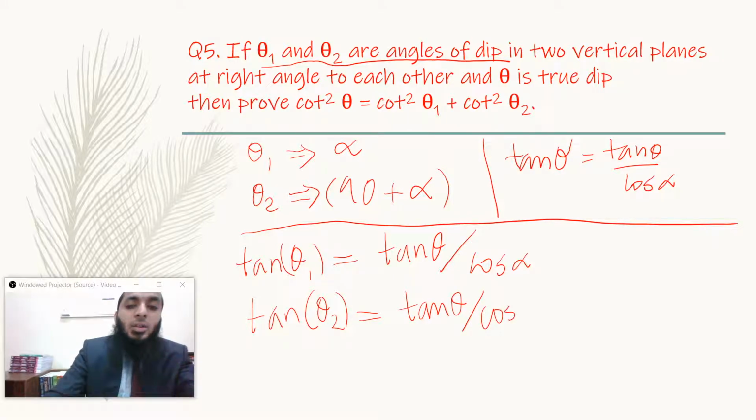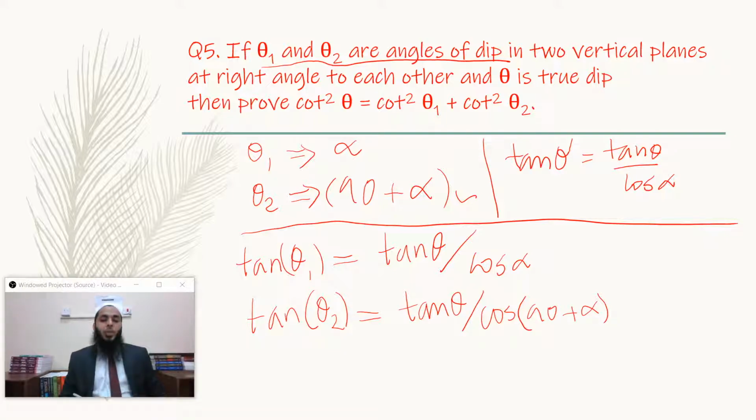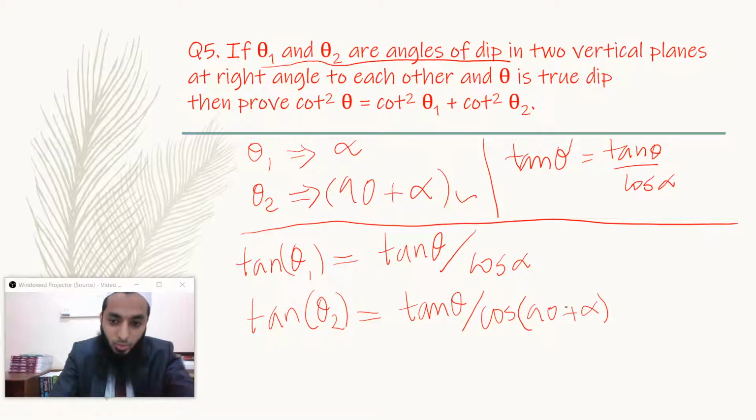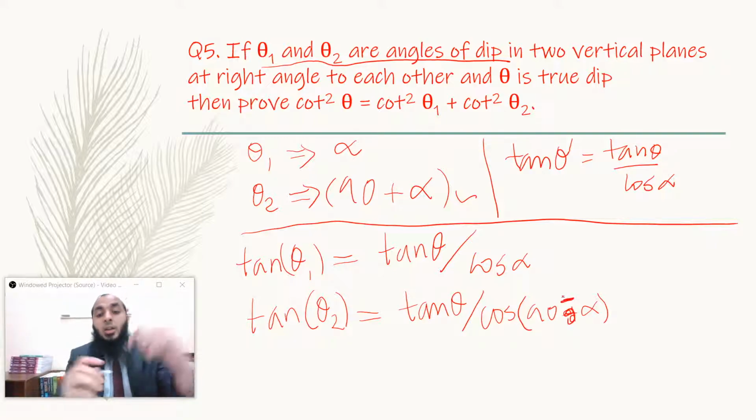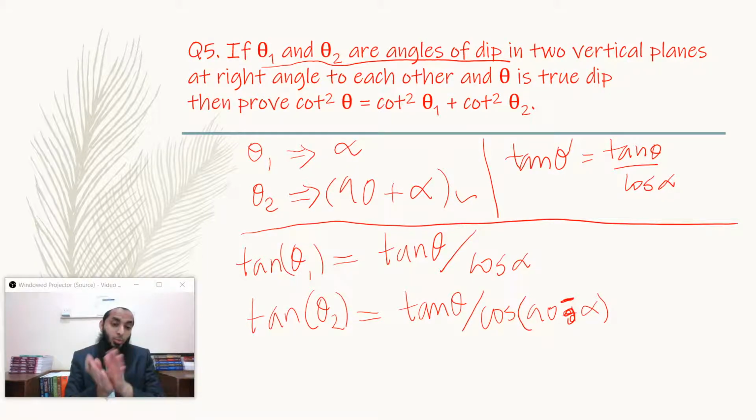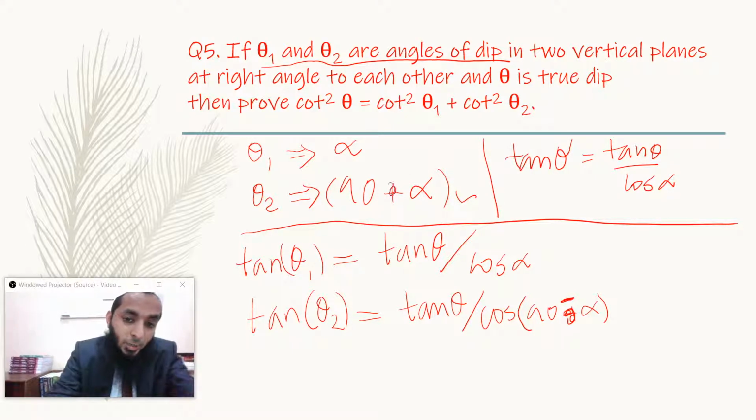In place of alpha, now we'll write 90 plus alpha. Okay, you can write 90 minus alpha also, it doesn't matter. Actually it will be better to use 90 minus alpha. I'll tell you why. Because we had learned that the angles of dip that you measure should be acute angles. So we have to take acute angles, and if you write 90 plus alpha, you will get an obtuse angle. So that's why we will write 90 minus alpha.